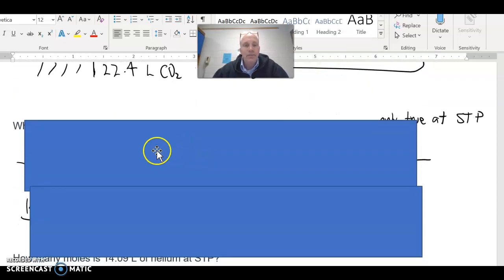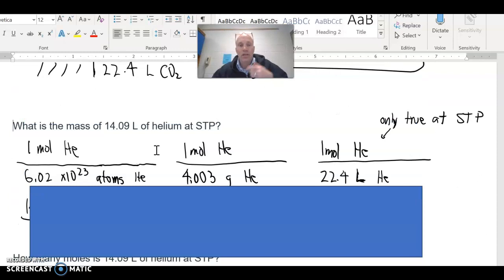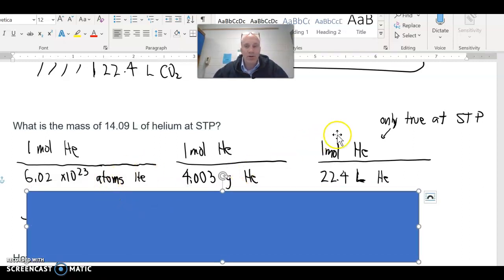All right. In the next problem, we're talking about a different gas, helium. So the thing is, part of this is going to look the same and part of it's going to be different. We're talking about at standard temperature and pressure. So again, you can say that a mole of that is going to be 22.4 liters. And again, that's only something you can use if it's at standard temperature and pressure. These other two relationships are going to be true no matter what.